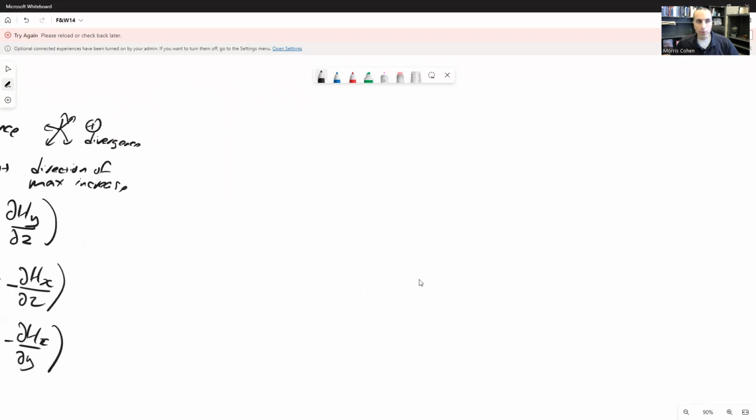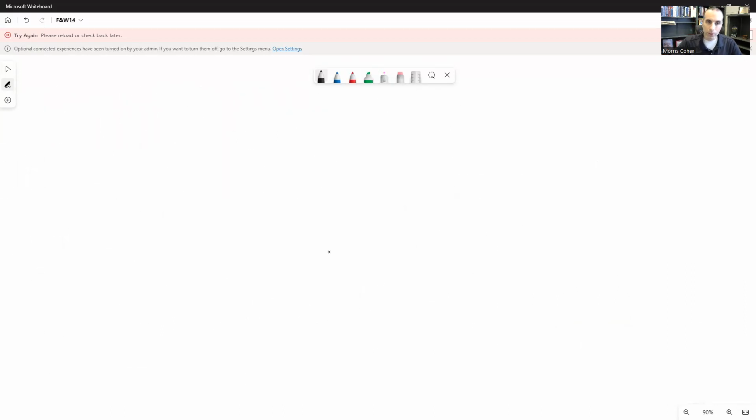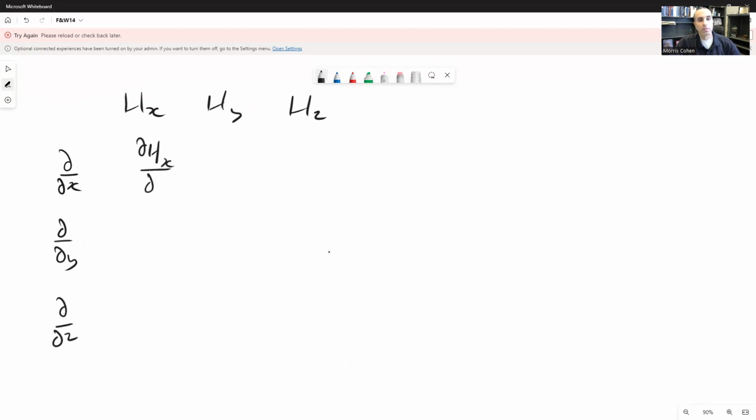Now, it's worth contrasting curl and divergence, because if we have three components, we have hx, we have hy, and we have hz, and we can take the derivatives of those in each of the three different directions. So there's a derivative with respect to the x direction, d dx, and there is a derivative with respect to the y direction, and the derivative with respect to the z direction. Let's just write all these out for a second. So this would be dhx dx. I'm going to go through this exercise here.